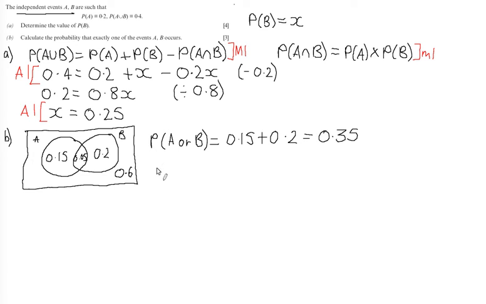How are we going to get our marks here? Well, marks are going to come from demonstrating that we are going to have this calculation here. So method 1, actually 1, having read from the Venn diagram, and then we're going to get an accuracy mark for the 0.35.